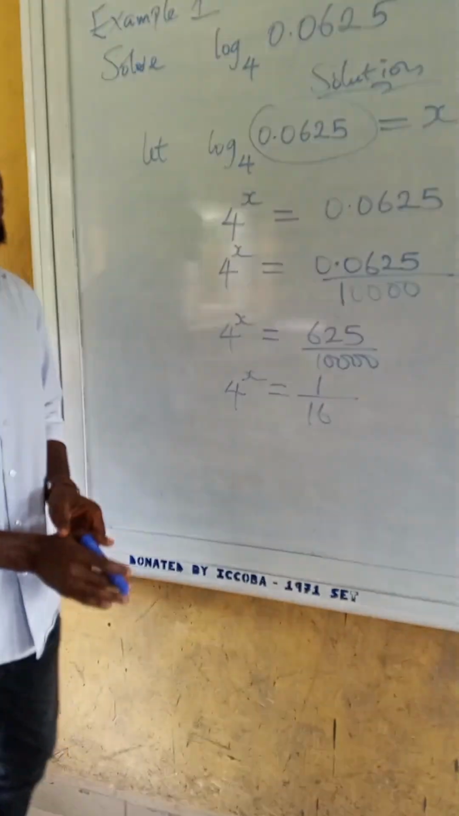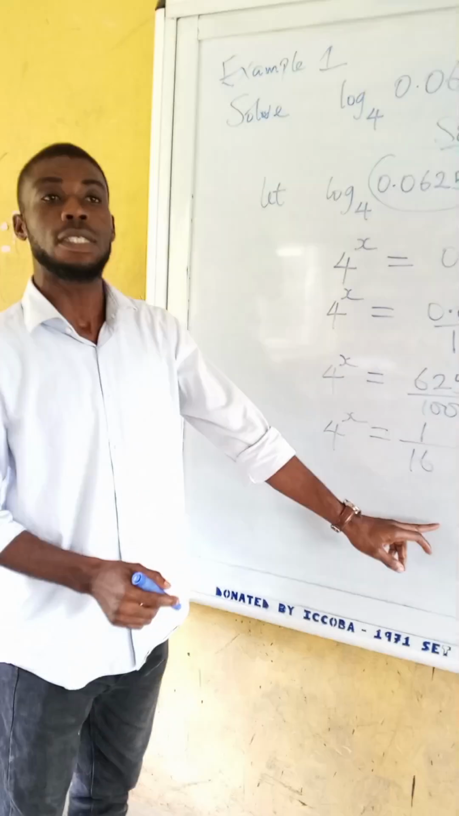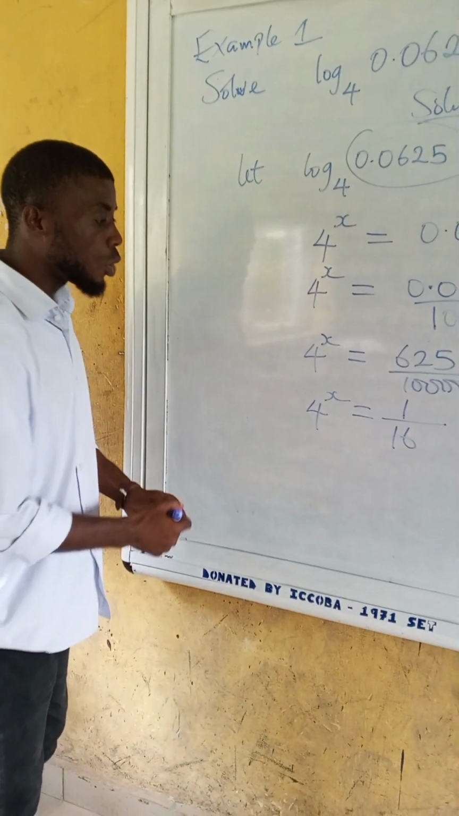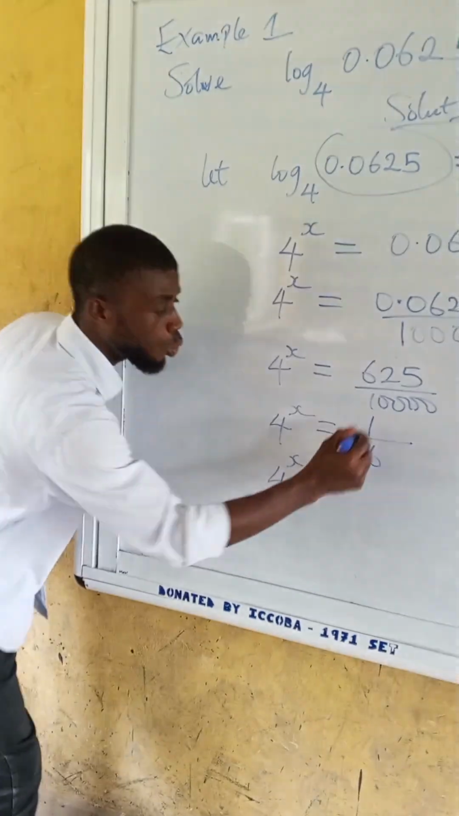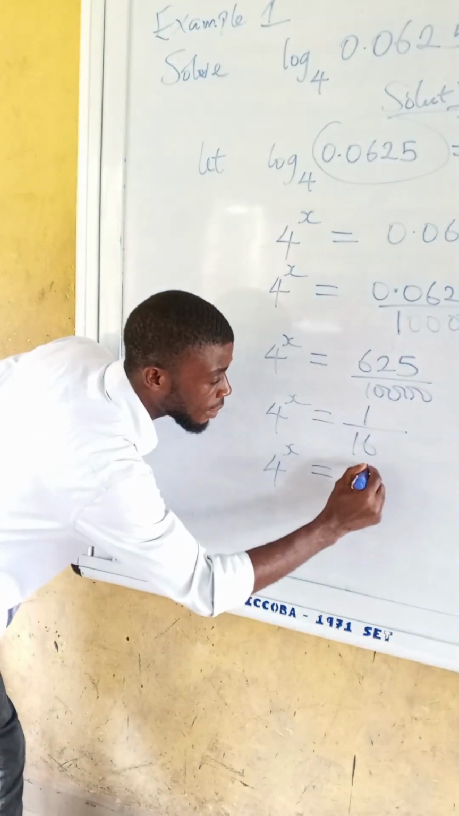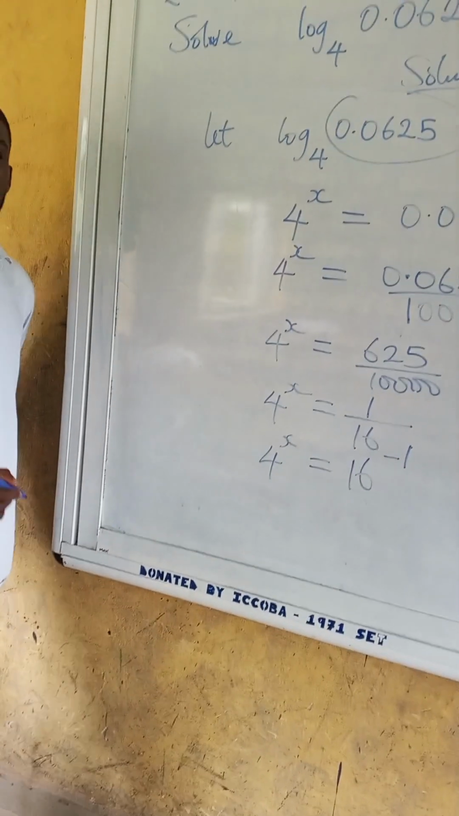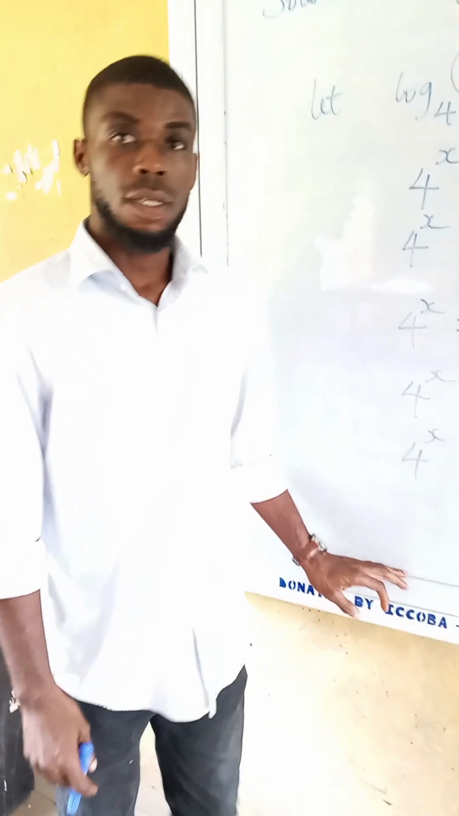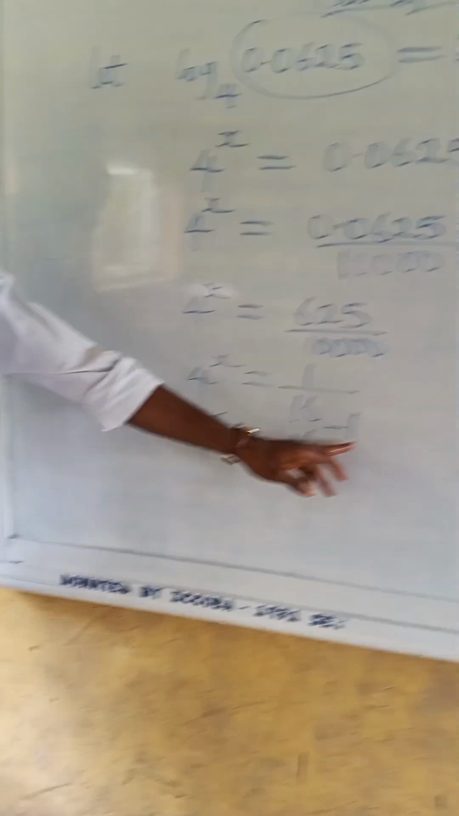So the next thing I want to use, judging from the laws of indices, immediately I see 1 over 16, what comes to my mind? The laws of what? Negative indices. And what does the law of negative indices imply? It says that if I have something like 4 raised to the power x equal to 1 over 16, I can also write this as 16 raised to the power of what? Minus 1. 16 raised to the power minus 1. Okay. So 4 raised to the power x is equal to what? 16 raised to the power minus 1. Now we are already in the index form.